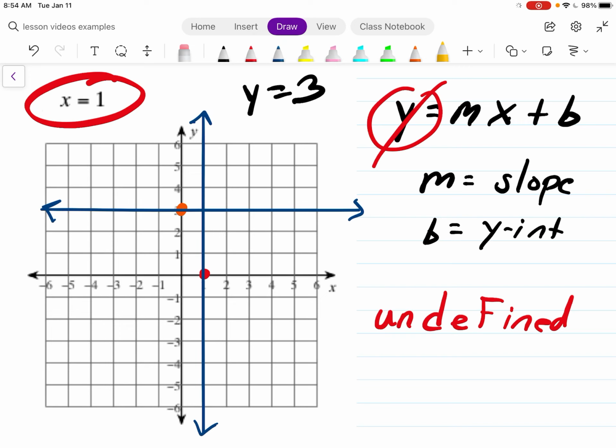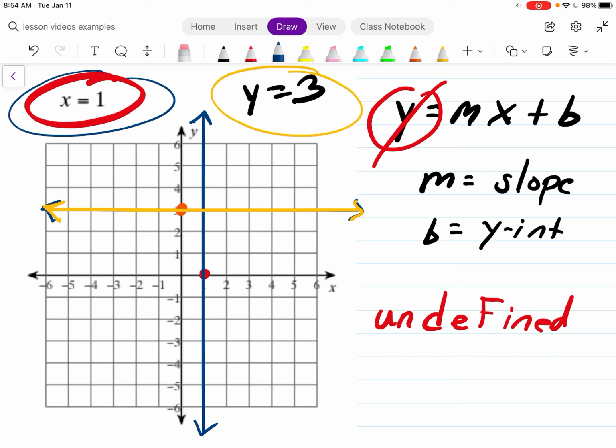Let me make it gold. And our gold line has the y-intercept of 3, and the equation of the line is y equals 3.